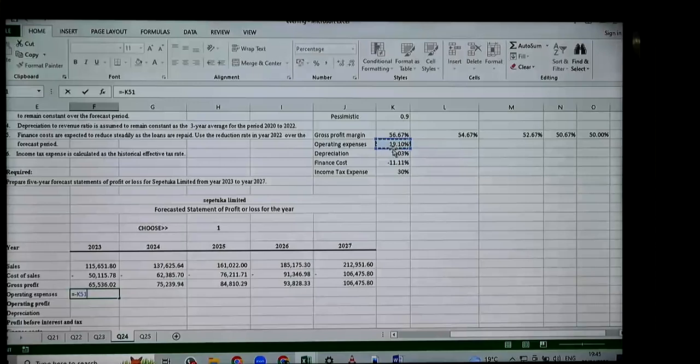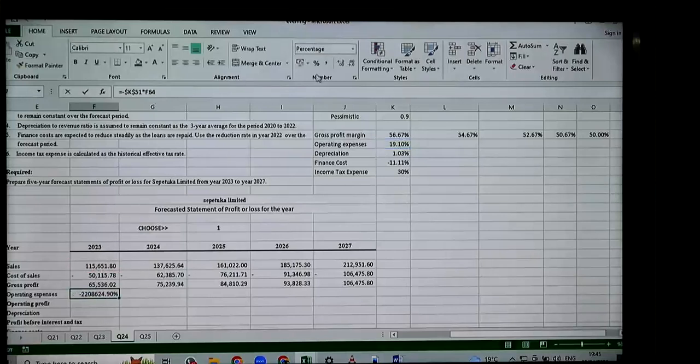So this one here, then I press F4 to fully lock it, so that it doesn't move. When you lock with a dollar sign, it doesn't move to another cell. We multiply by the sales of the forecast, because our operating expenses, we were dividing by our sales. So you are getting operating expenses over sales. Control enter.